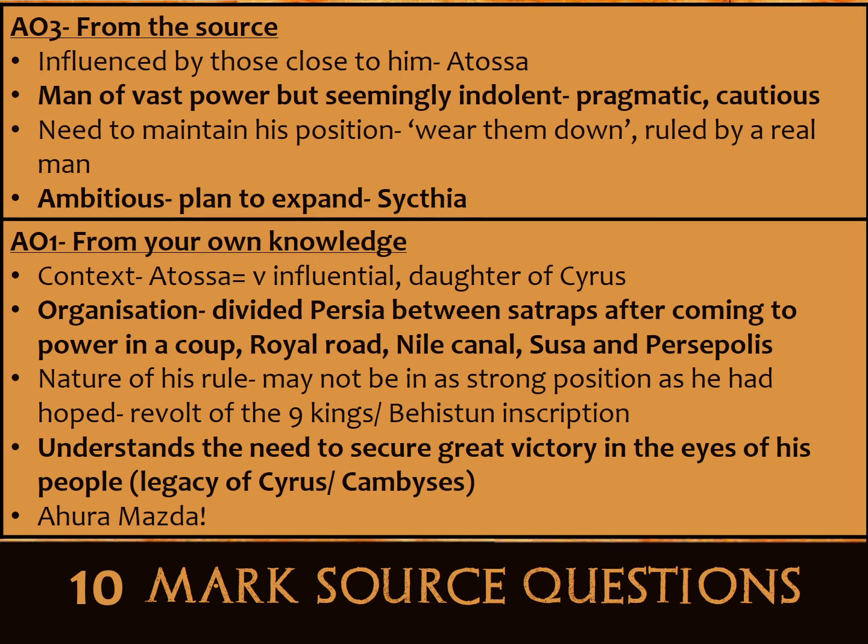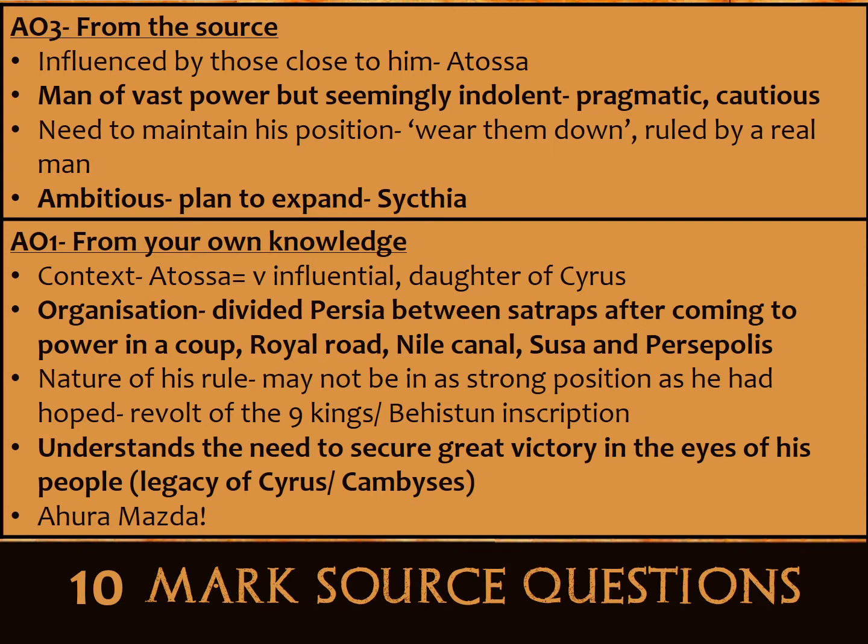Following on from that, you can pick up on that wear them down part of the source. Another thing that's key to the nature of Darius's rule is that he is effectively a bit of a usurper. He's come to power through a coup, and clearly we know that he's very aware that not everyone is keen on this idea. This wearing people down suggests that maybe there are other Persian nobles or people within his empire who want to get rid of Darius. So Darius needs to make sure he is secure before he leaves Persia and goes to invade somewhere.